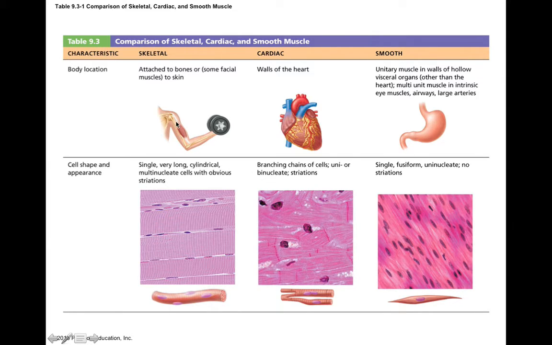We know that skeletal muscle is attached to bones. It's under voluntary control, and the cells are these long, straight, slender fibers that are striated and contain many nuclei. That differs from cardiac muscle, which is highly branched. The cells are short, and it's under involuntary control, but also has striations like skeletal. Smooth muscle cells are short like cardiac, but smooth muscle cells don't contain sarcomeres, so there are no striations here.